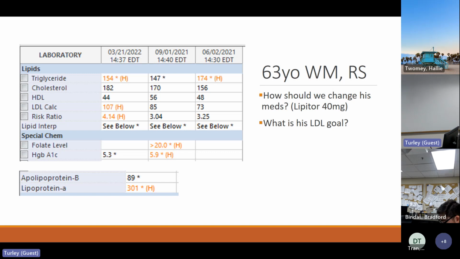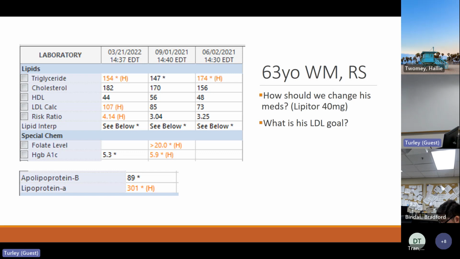So what do we think about this guy's risk for future events? It's super high. He smokes. He's got this genetic thing going on. So what should we do with his medications? Yeah, right. We've got options.